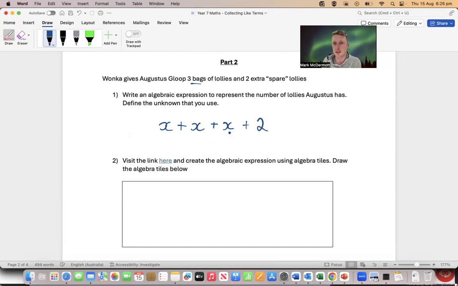Okay, x plus x plus x is just 3 multiplied by x. So this can actually be written as 3x plus 2. And what you'll realize is these are actually what we call like terms. And you'll see why, because if we do the algebra tiles, which is what this second question asks, well, let's do it. Let's create the algebra tiles. We need 3x plus 2.